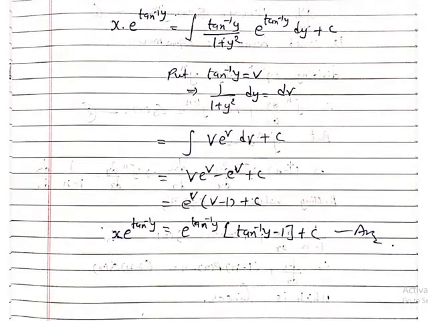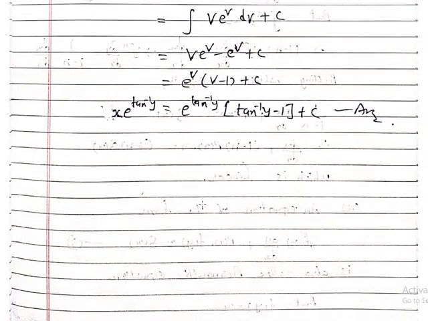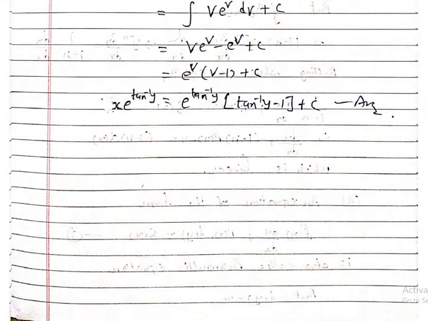So put tan inverse y is equal to v. That will give 1 upon 1 plus y square dy is equal to dv. So this integration is in the form of v e raised to v dv. Now applying u into v: v as it is, integration of e raised to v is e raised to v, minus derivative of v will be 1, again integration of e raised to v, that is e raised to v. And e raised to v will be common out. That will give e raised to v into v minus 1 plus c. Putting the value of v, that will give x into e raised to tan inverse y is equal to e raised to tan inverse y into tan inverse y minus 1 plus c.